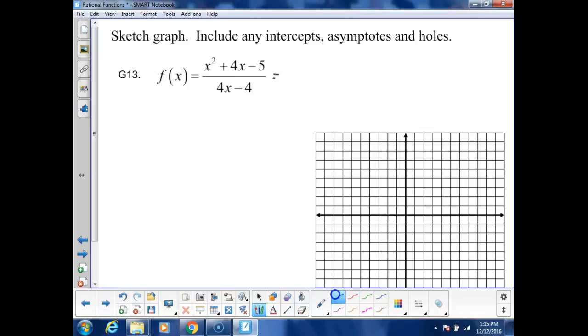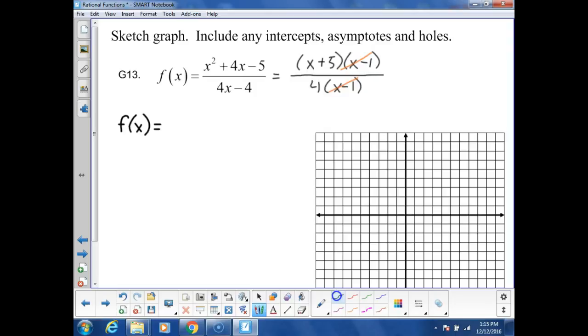Alright, so first, step 0 says we've got to factor. So this becomes x plus 5 and x minus 1, all over 4 times x minus 1. I can factor a 4 out of the bottom, and that leaves me with x minus 1. Those x minus 1s cancel each other out, so that leaves me with f of x equals x plus 5 over 4.